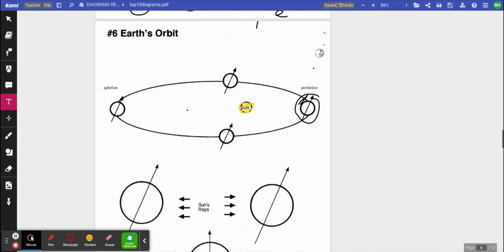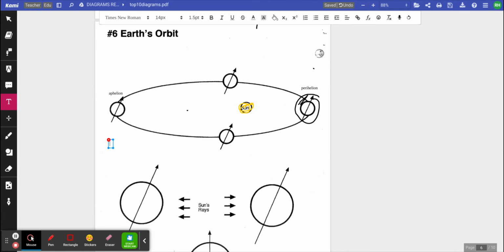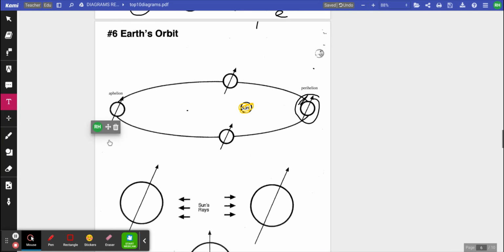And it's not that far of a difference. I think it's maybe 1% or less. But it is different and it does have some interesting features. Like we get slightly more energy from the sun when we're closer to it. But interestingly enough, that's not during the summer because the seasons are caused by Earth's tilt.